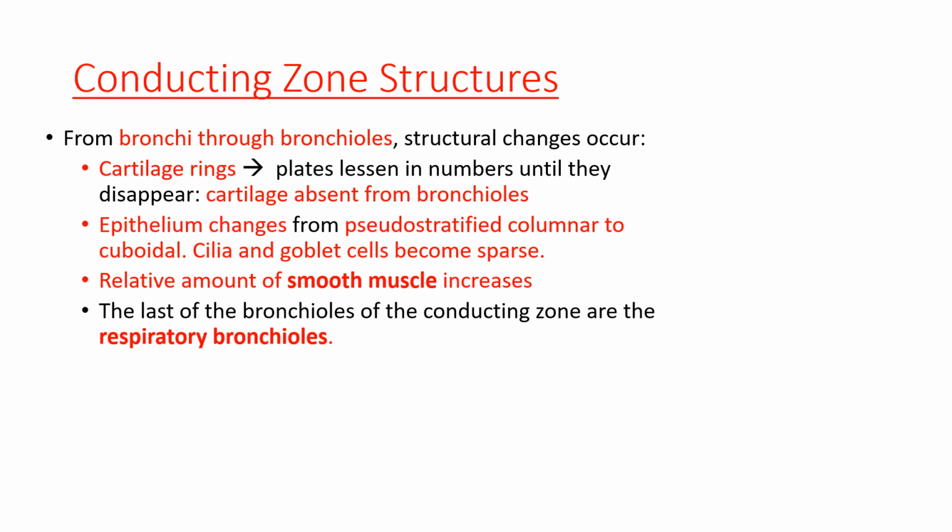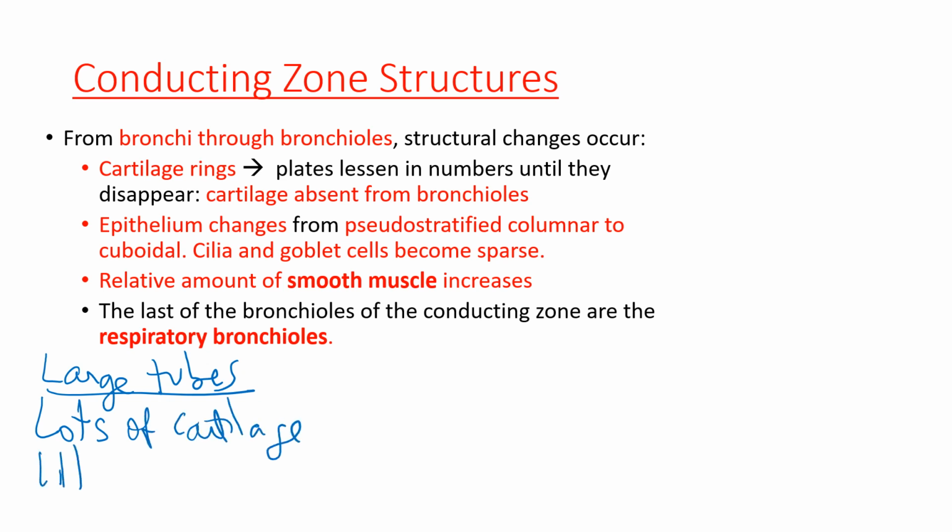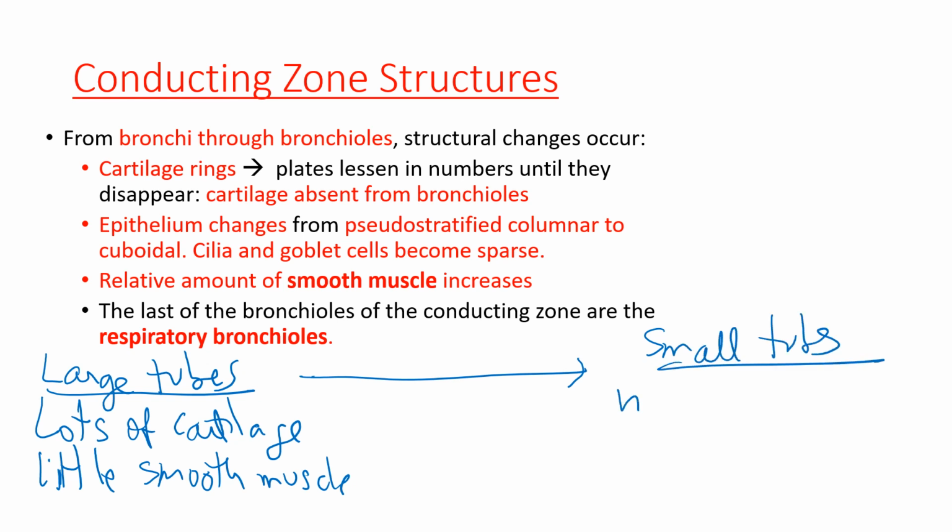So the progression of the respiratory tubes goes from large tubes with lots of cartilage, little muscle, or not much smooth muscle, all the way down to small tubes that have no cartilage, only smooth muscle. So that will be the progression. It will be a slow progression from the large to the small tubes. Progressively less cartilage, more smooth muscle, smaller tubes.